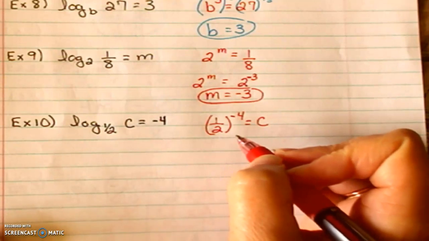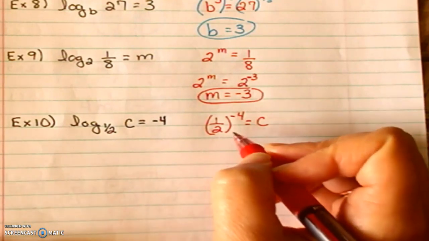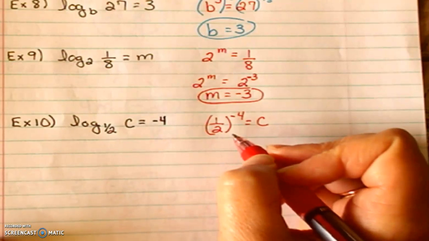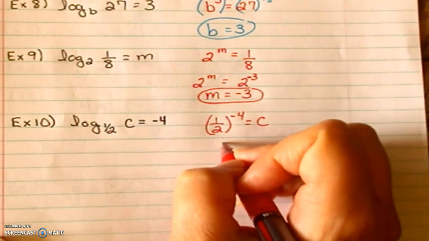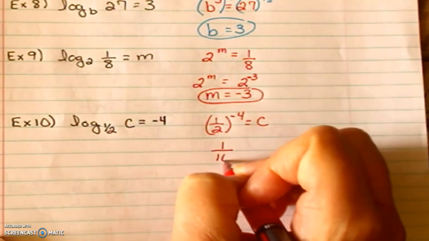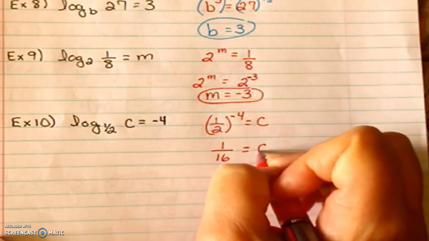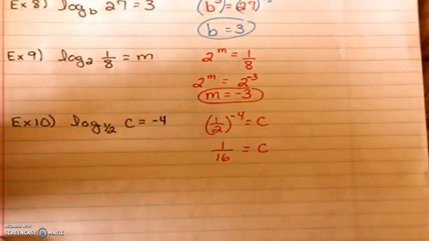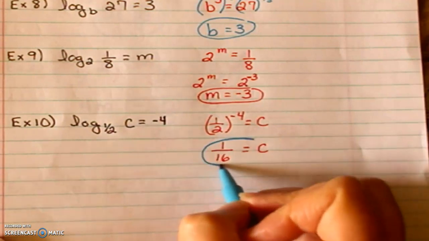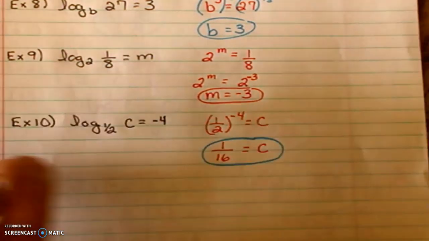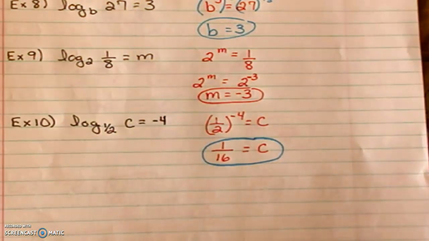Just think of raising both the numerator and denominator to that power. 2 times 2 is 4, times 2 is 8, times 2 is 16. So we get 1/16 is equal to c. And that's all you have to do, just go ahead and calculate what 1/2 to the -4 power is. Some of you are just going to type that in on your calculator.